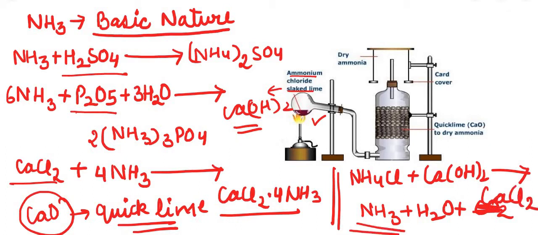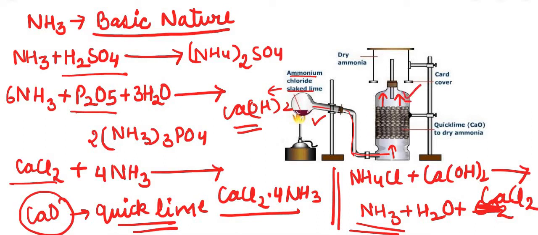That ammonia gas passes through this tube and enters the chamber. After entering, it is collected in an inverted jar by downward displacement of air, because the gas is lighter than air. If the gas is lighter than air, it will go upwards, and on the upward side we can collect it.